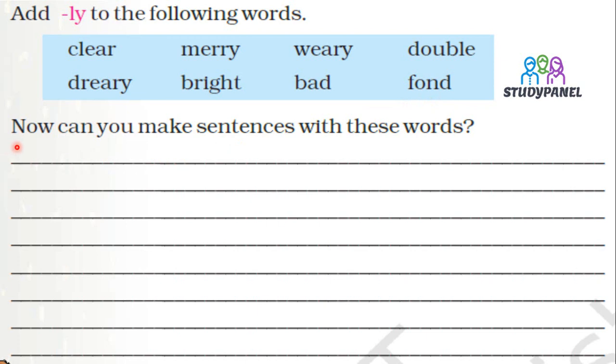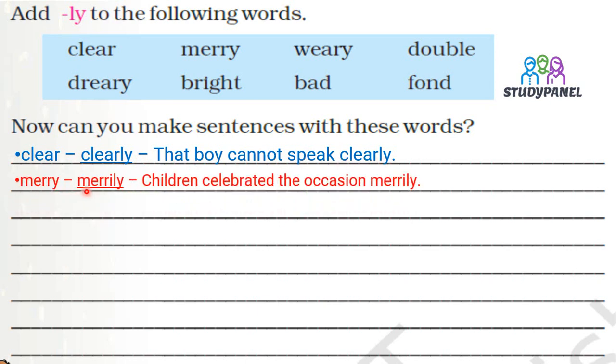Now what we have to do is, can you make sentences with these words? See, if you want to make sentences with any words, it is a must for us to know the meaning of that particular word. Suppose here we can see that two words are new for us, weary and dreary. So we have to know the meaning of these two words to form sentences. Now let us make a sentence for the first one. Clear, clearly: that boy cannot speak clearly.